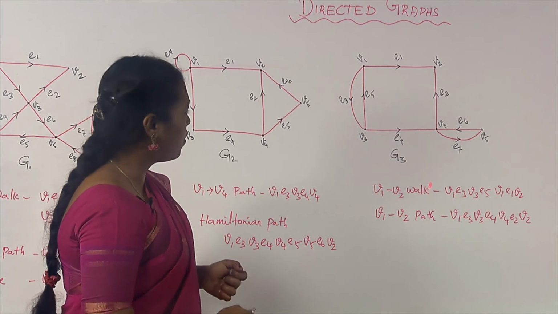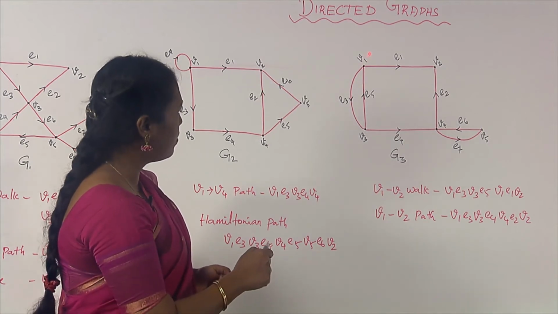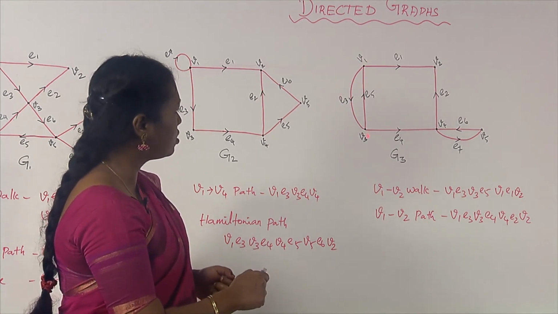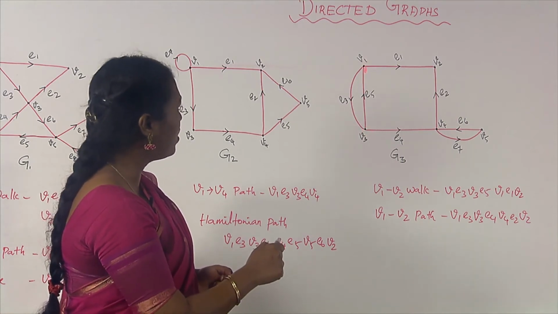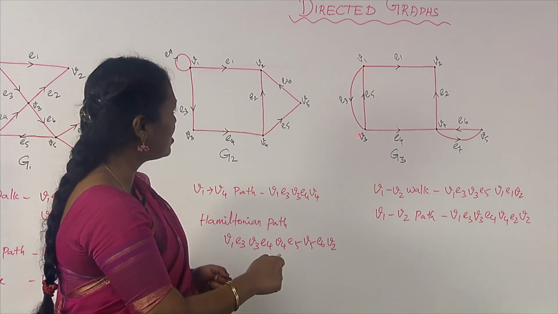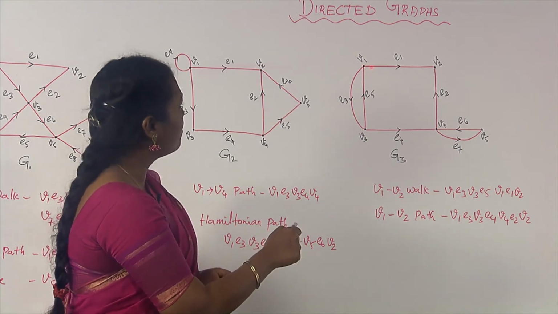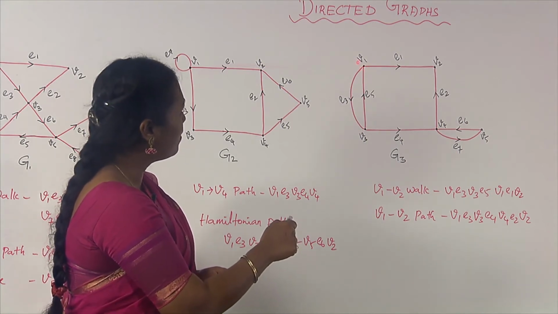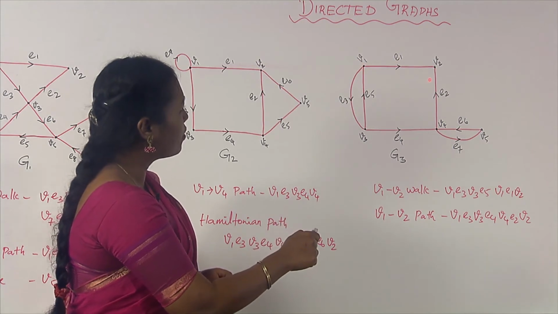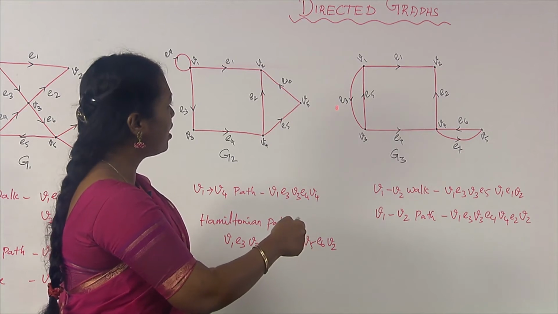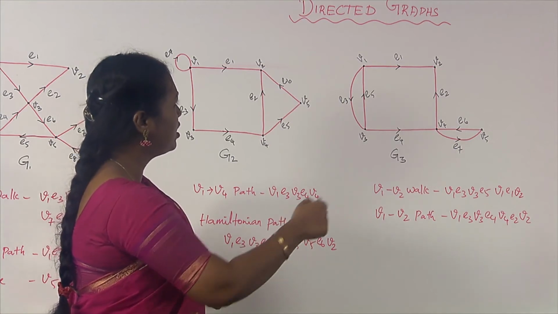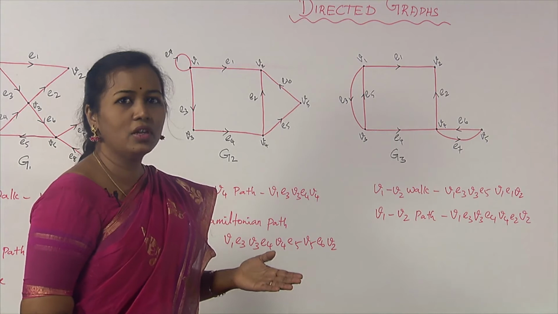Therefore, the V1 V2 walk will go from here. V1 through E3 I am going to V3, then from V3 I am going back to V1 through E5. So, I am going like this and then like this, and then back at V1, through E1 I am going to V2. So, instead of going straight like this, I am taking a walk like this and then I am reaching V2. So, this is an example of a walk.